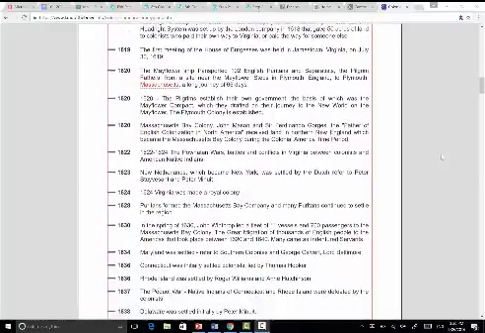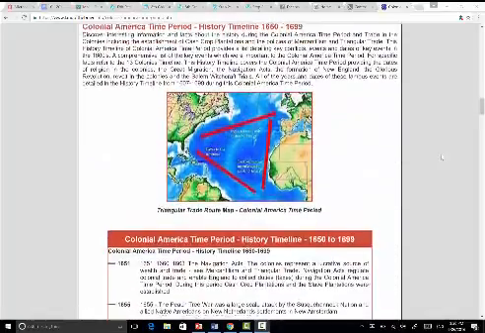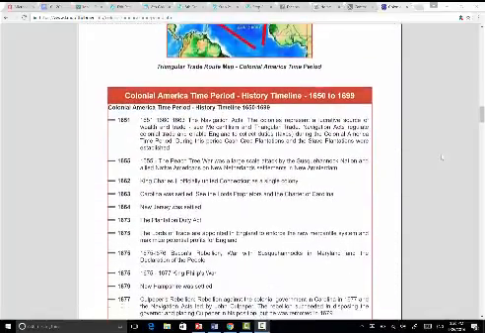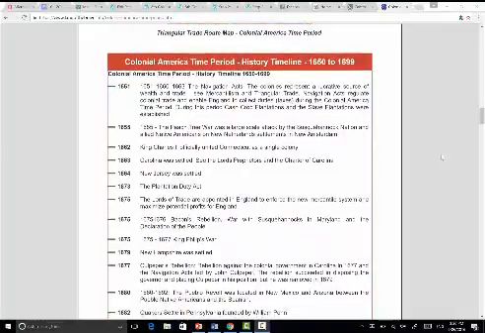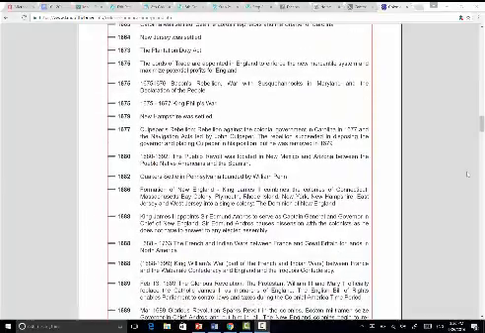So as the 1600s goes on, and as we get into the 1700s, you have this process of people feeling less and less like they're English, and more like they're their own country. And that's when the war breaks out.